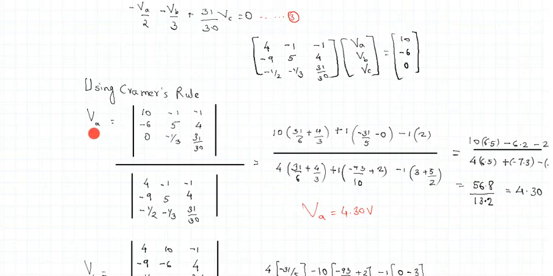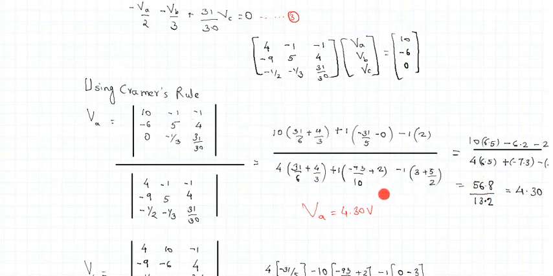So when you're finding VA, you're going to replace the first column. I replace the first column with the constants 10, minus 6 and 0. And now find the determinant. So we are finding the determinant of the upper matrix over the lower matrix, and when we solve it and divide, you get the value 4.30. Correct? The complete analysis has been done for you. Those who face a difficulty, the mathematical evaluation is shown to you.